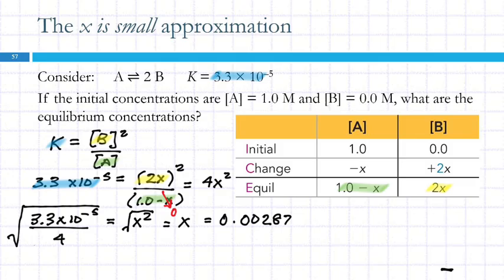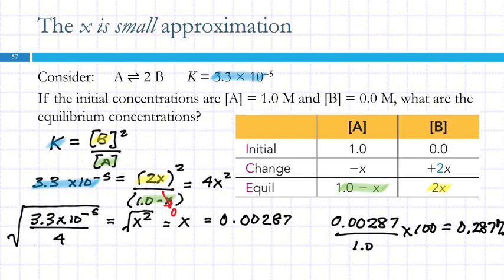But what we really have to do is we have to check that this number is 5% or less than the number it was subtracted from. So we take our x. We divide it by the number we subtracted it from. We multiply by 100 to get a percent. And we found out it's 0.287%, much less than 5. So that's the approximation.